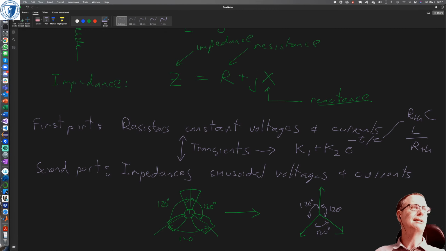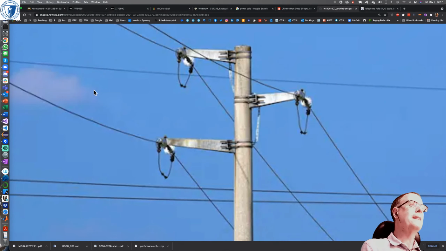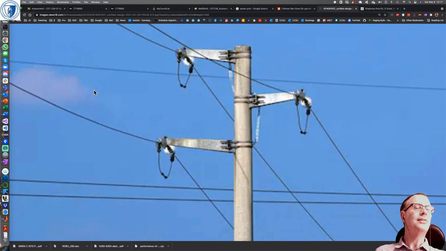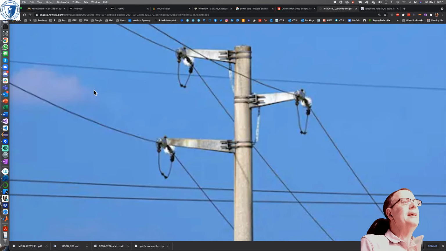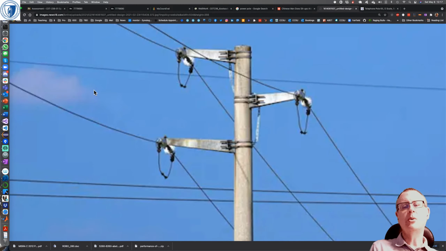Okay, so that's what three-phase is. And if you go outside and you look at your power pole, you will see that three of the wires being strung from pole to pole have a similar look about them. They'll have similar isolators. These things here, they're round isolators.